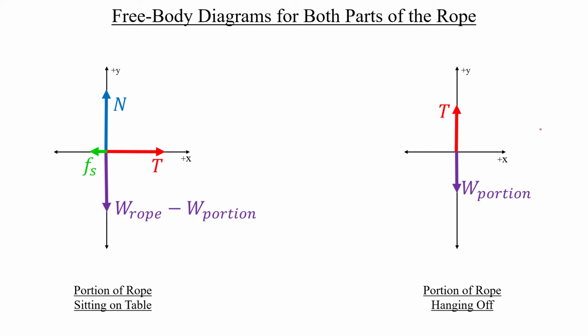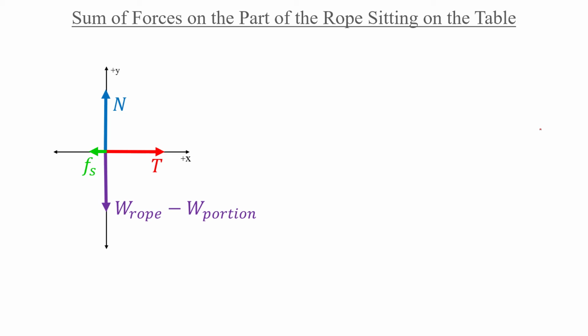Next, let's move on to summing up the forces on the part of the rope that's sitting on the table. We start with the sum of forces equals ma near the top, where m is the mass of the rope that's sitting on the table specifically. If we do the sum of forces in the x direction, we have the tension pointing in the positive direction and the static frictional force acting in the negative. So that's why it's written this way.